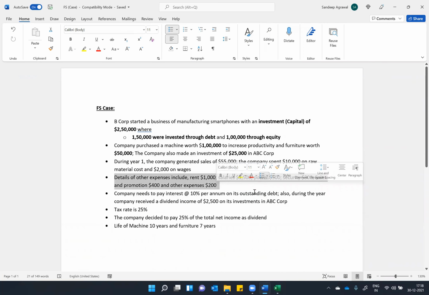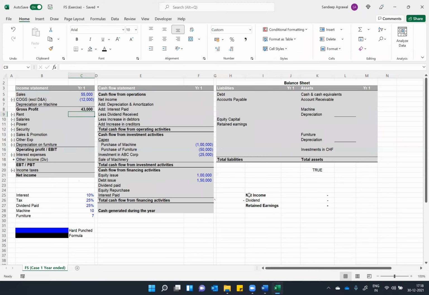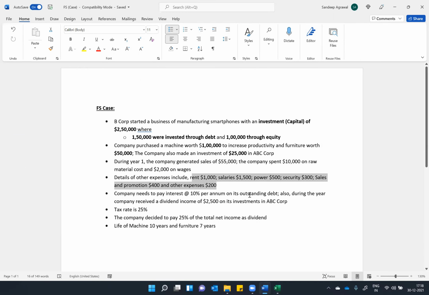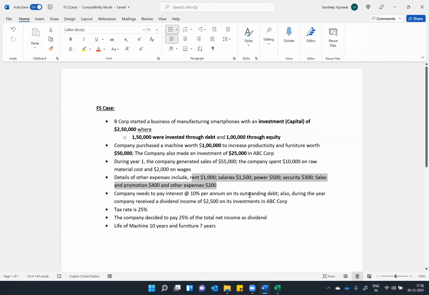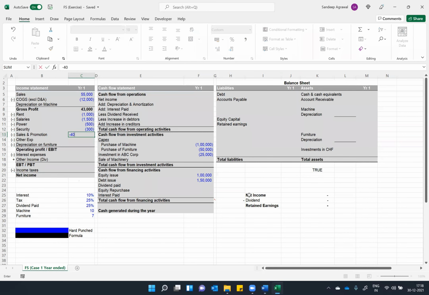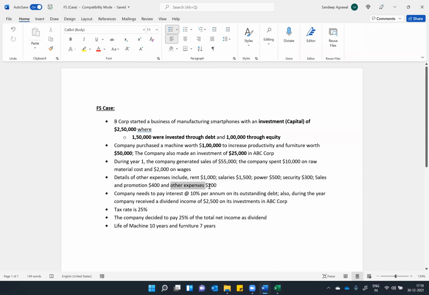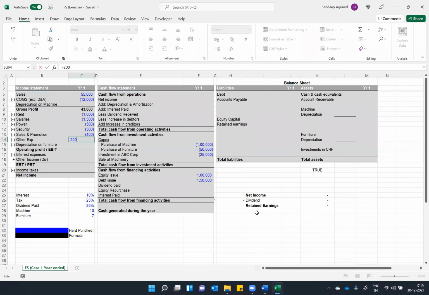So we have made some indirect expenses, which include your rent, salaries, power, security, sales and promotion, and other. So I'll go one by one. I do have rent here, so I will say 1,000 negative, salaries 1,500, power 500, security 300, sales and promotion 400, and other expenses are 200. So all these expenses that we have under indirect.